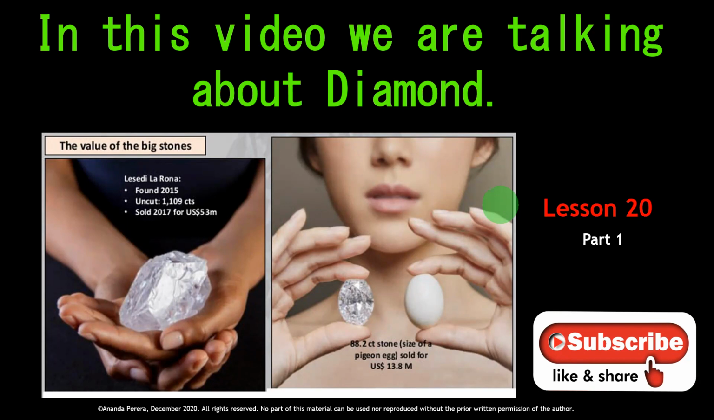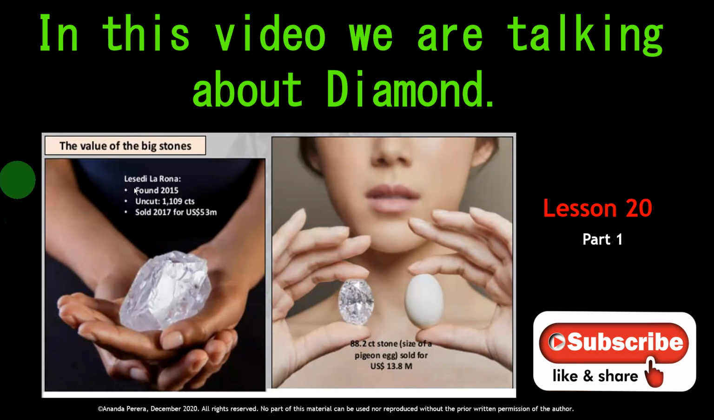Then after that, this is lesson 20, then 21 also diamond. Then after that, lesson 69 is also diamond. That is the last part. In the 69th lesson, we are grading. We are doing color grading and clarity grading, everything regarding diamond. So you better follow from this up to 69 also.